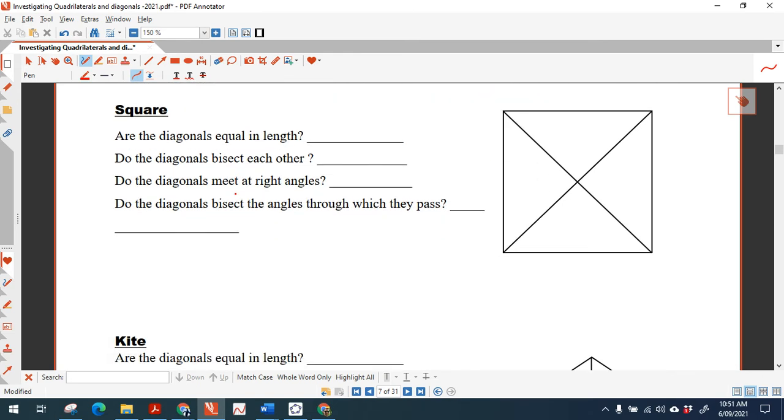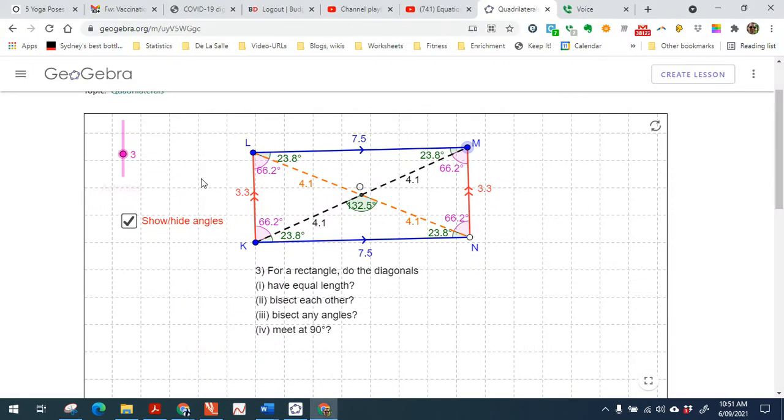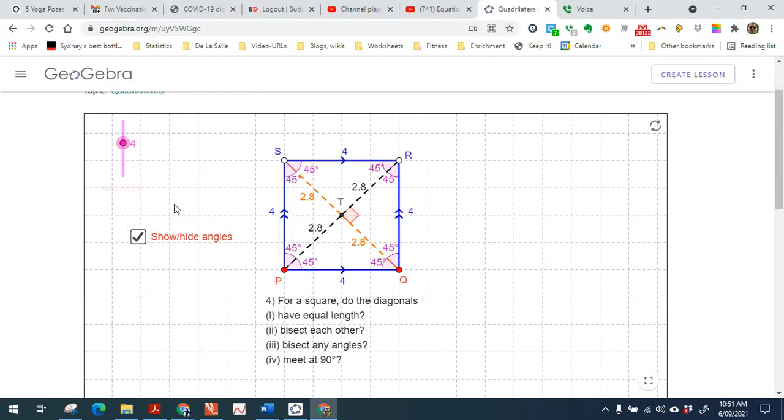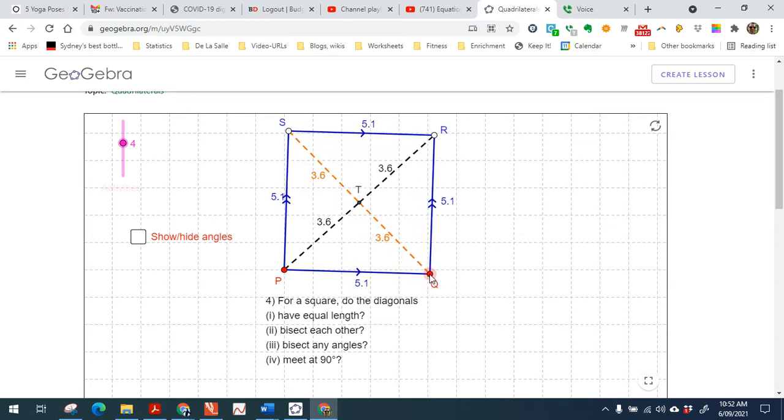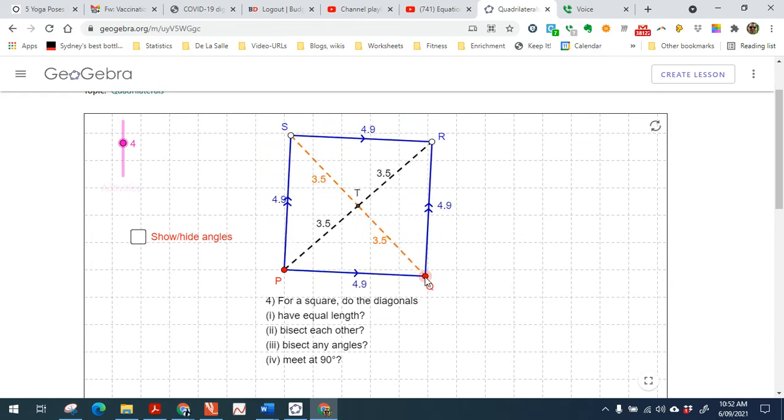Now for the square, let's untick the box for the angles. Now look at the diagonals for the square. They are actually the same length, aren't they? 2.8 and 2.8 is 5.6 altogether. And the orange diagonal, we've got 2.8 and 2.8, so that's 5.6 as well. So the diagonals are actually equal in length. No matter what I do, you can see the diagonals are always equal in length. And not only that, just like the rectangle, the diagonals bisect each other. Okay?